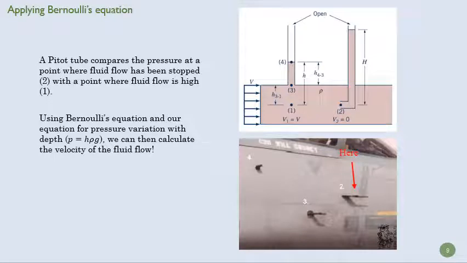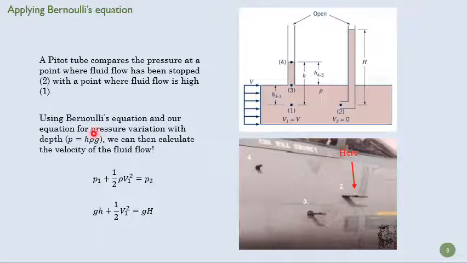Well, we can use Bernoulli's equation and our equation for pressure with depth, right? I know that by depth, my pressure here is this depth here times g times rho. And we can calculate the velocity of the flow. Okay, so we start here, and this is essentially just Bernoulli's equation. We've taken out the gravitational potential terms because it's a flat flow. And we've also taken out the velocity at 2 term because we've stopped our velocity at 2. So this says energy at 1, which is pressure and kinetic, is equal to the pressure energy at 2.